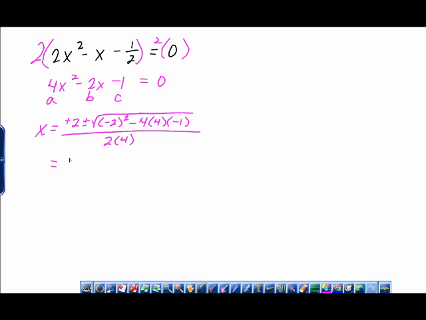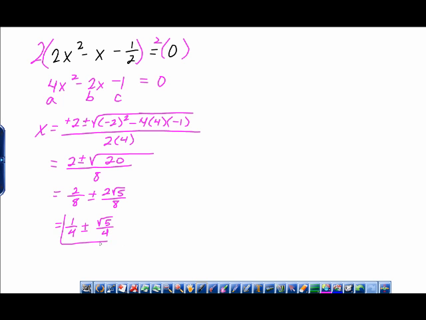Now we just need to simplify this expression. 2 plus or minus the square root of, so this becomes 4 plus 16, that gives me 20, all over 8. All right, let's split this up. 2 over 8 plus or minus the square root of 20, which is 2 root 5, over 8. And then that becomes 1/4 plus or minus root 5 over 4.